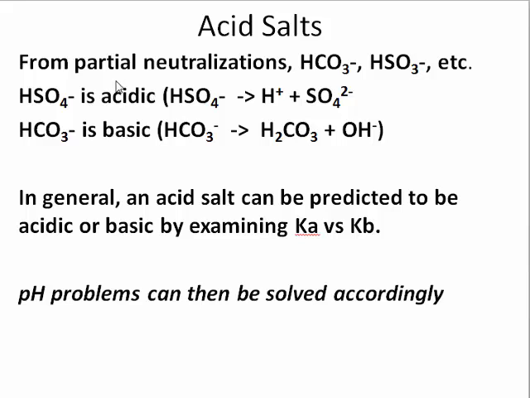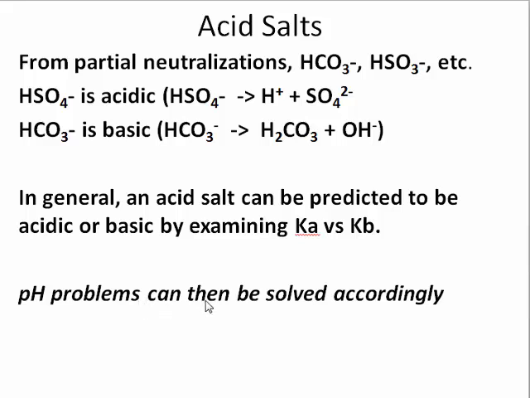So for example, HSO4 minus is acidic. The predominant reaction, well, essentially it reacts in water to make H plus and sulfate. So a solution of sodium bisulfate would be acidic, and bicarbonate is basic. Bicarbonate will react to form carbonic acid and a hydroxide ion in water. In general, an acid salt, one of these anions of an acid salt, can be predicted to be acidic or basic by examining Ka versus Kb.